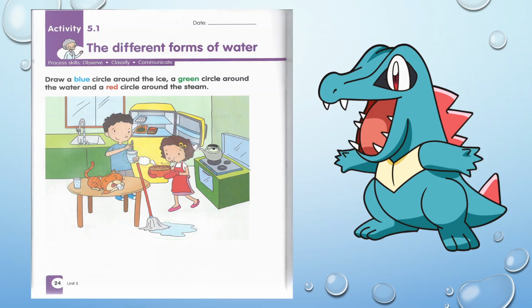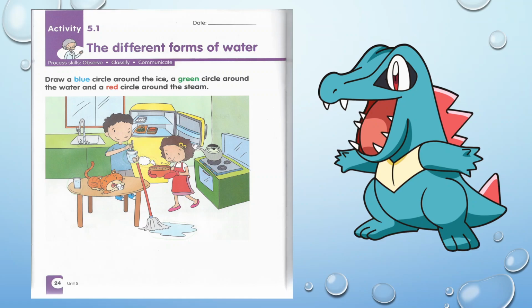The green circle will go with the water running from the sink, the glass of water that Joe is holding, and of course, the glass of water that is on the table, and the water that is next to the mop. Oh, I didn't see the ice cube that Zoe the cat was holding. That also goes with blue. In the case of the red, which is steam, we can have the food that is in the bowl, and the steam that is coming out from the kettle.